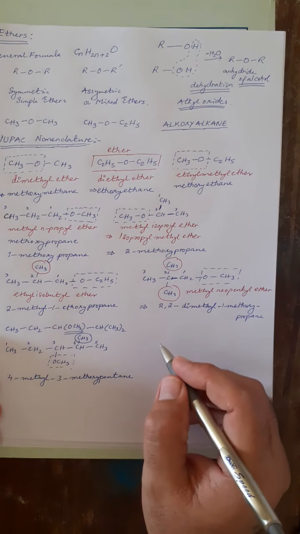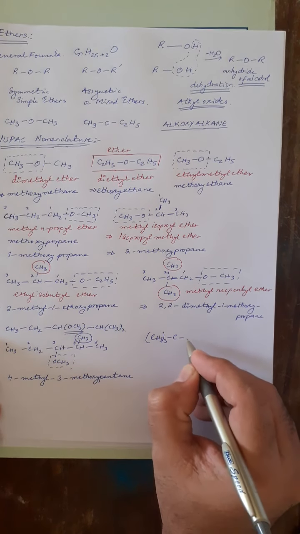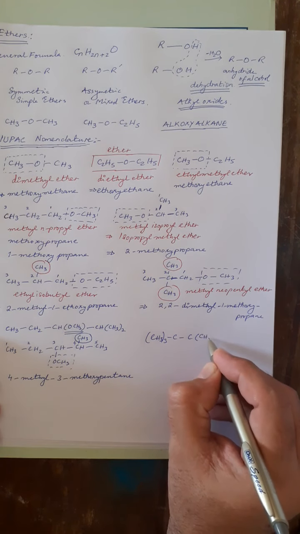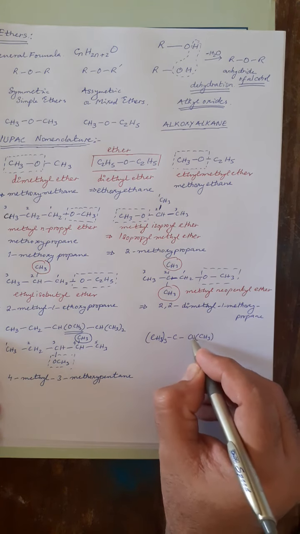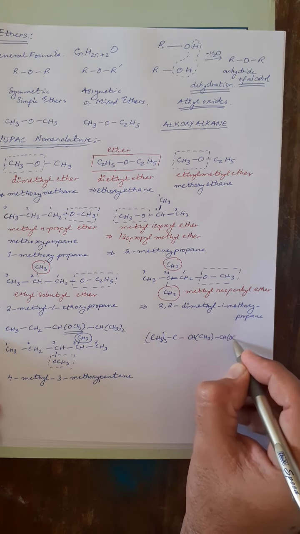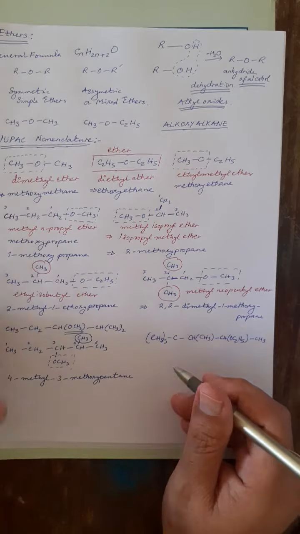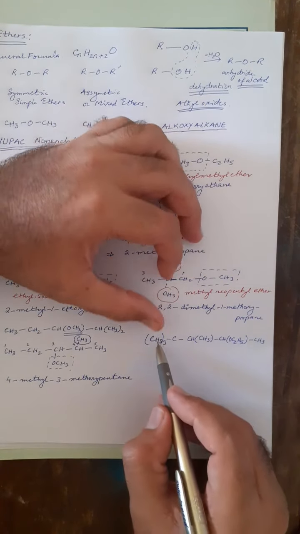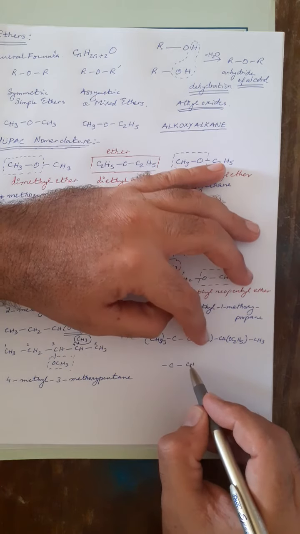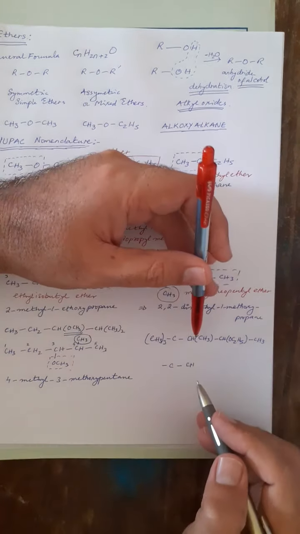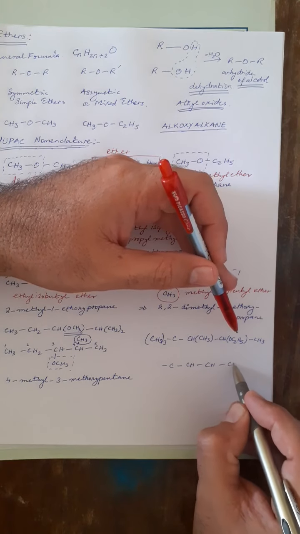Let's try some more examples. Let's say CH3, then C, then C, and then CH3. Then we have CH, and then OC2H5, and then CH3. Now, when we extend the structure, we don't write those which are in the brackets. So we write just this C, this CH. Don't write the bracketed CH3. Jump to this CH. Don't write the bracket, okay? Just jump to the CH3.